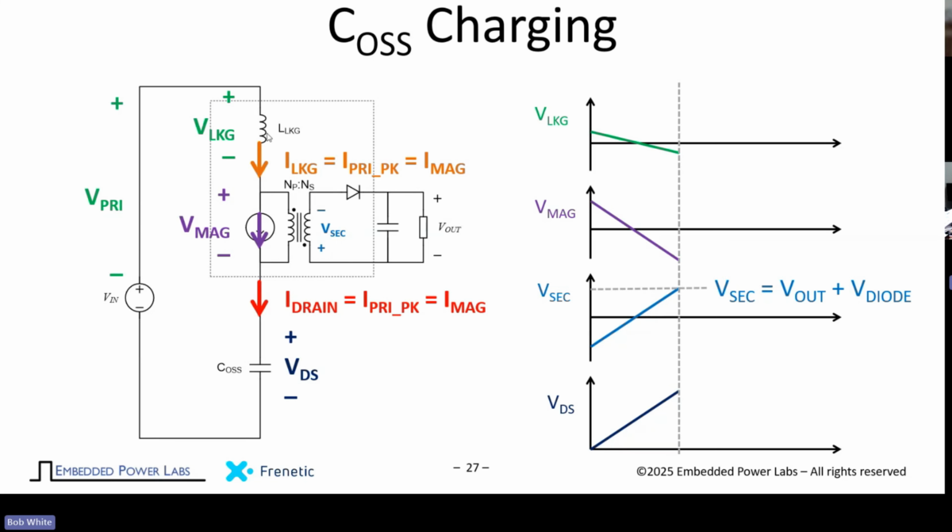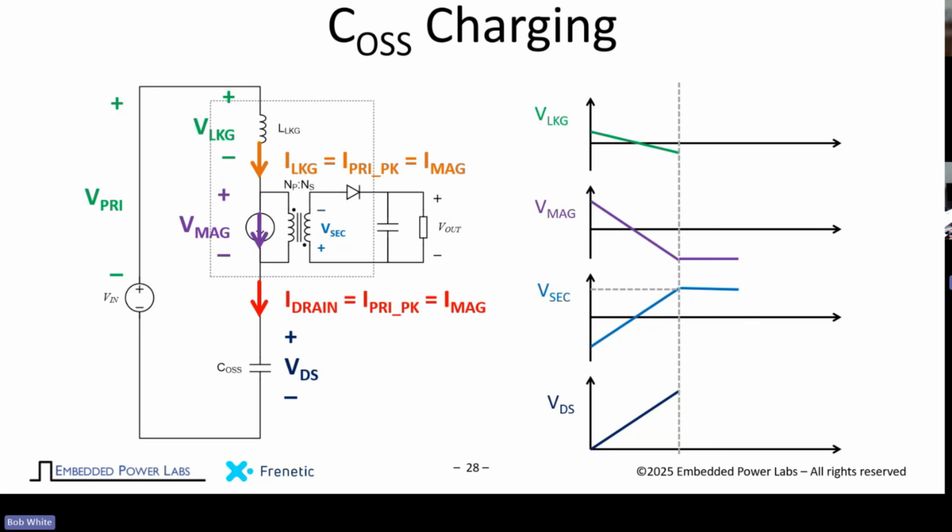Now we have this voltage divider. When the secondary voltage reaches the output plus the diode drop, and the diode becomes forward biased, it clamps. The voltage across this winding can't increase anymore because this capacitor is so large it looks like a voltage source. The diode looks kind of like a voltage source too, and so we stop, and the voltage here becomes clamped.